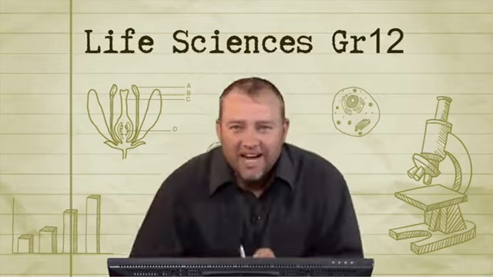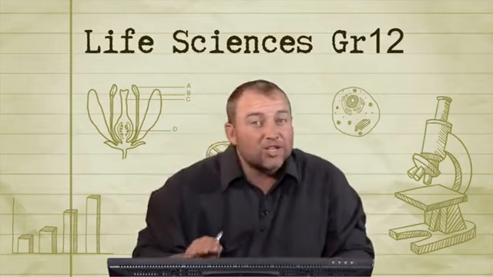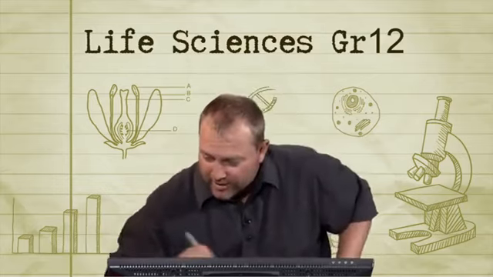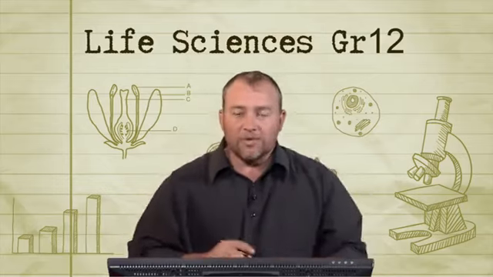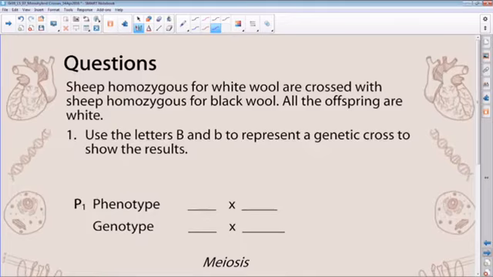Okay, let's see how you did. Now remember, to save me time, I've written down all the information that you need first. Okay, so let's have a look. Here it is. Homozygous sheep, black and white. All the offspring that come out are all white. You need to tell me what the offspring are if the F1 generation have been inbred.